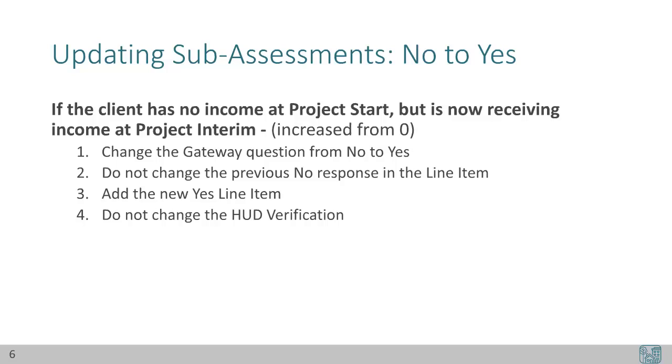1. Change the gateway question from no to yes. 2. Do not change the previous no response in the line item. In the income subassessment, this is the receiving income source question. In disabilities, it's the disability determination question. Add the new yes line item and do not change the HUD verification.